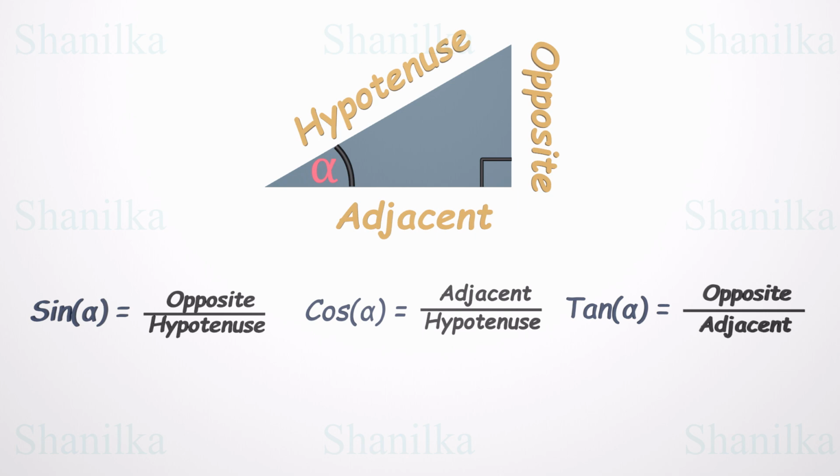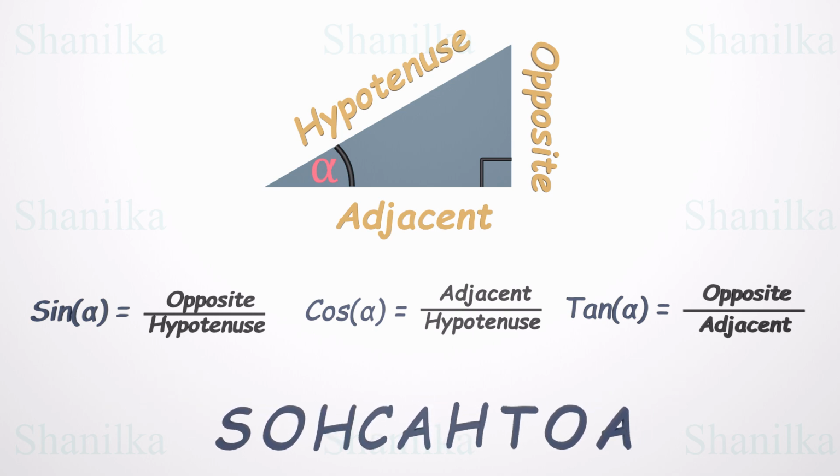It's essential to memorize the names and ratios correctly. Sine is the opposite divided by the hypotenuse. Cos is the adjacent divided by the hypotenuse. Tan is the opposite divided by the adjacent. There is a simple mnemonic. Take the first letter of each term, and arrange it like this. It sounds like SOHCAHTOA.